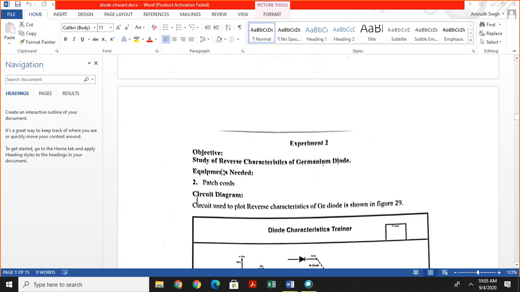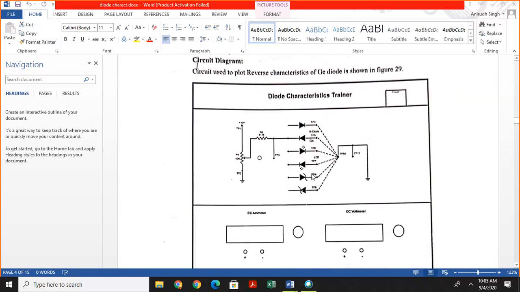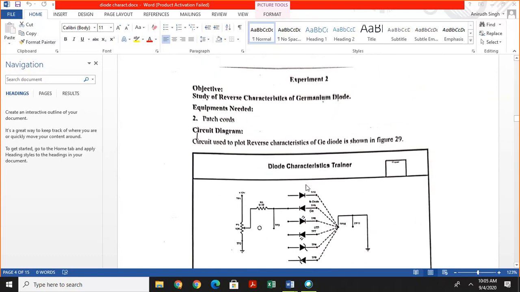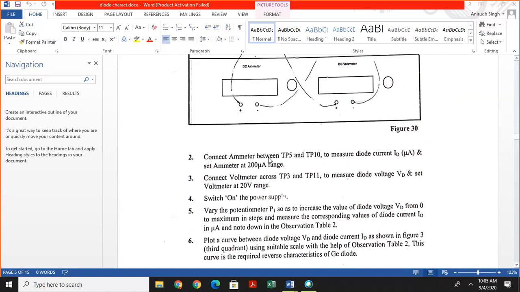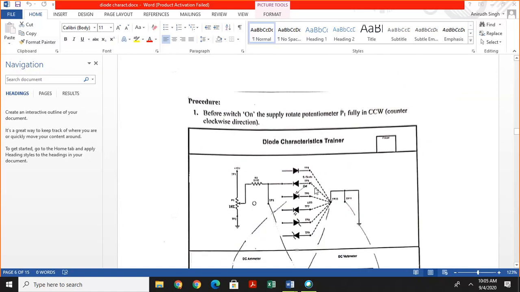The next experiment is the study of the reverse characteristic of a germanium diode. This is the circuit used for plotting the reverse characteristic of a germanium diode, and all the connections are the same as in the case of forward characteristics. Simply this connection is changed to this point.